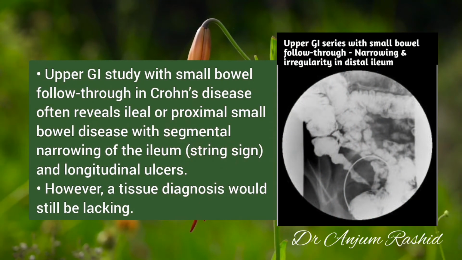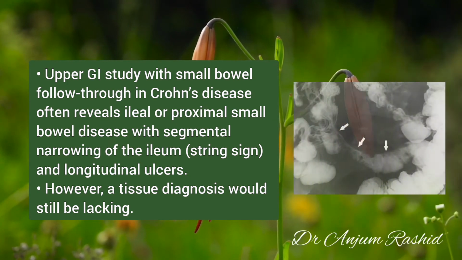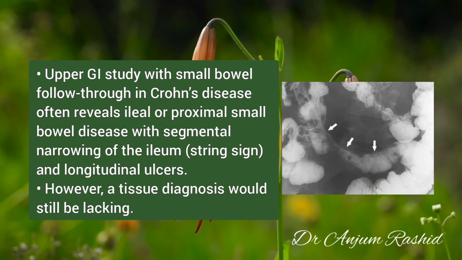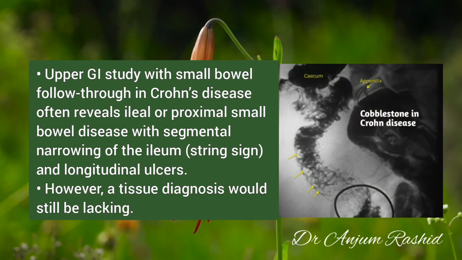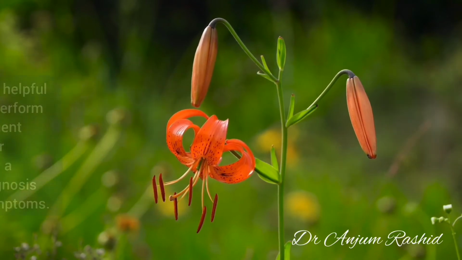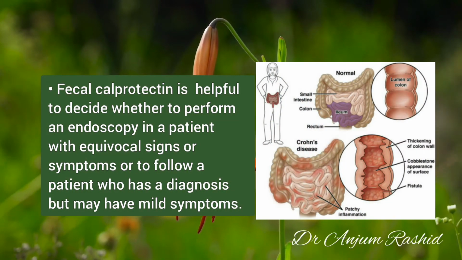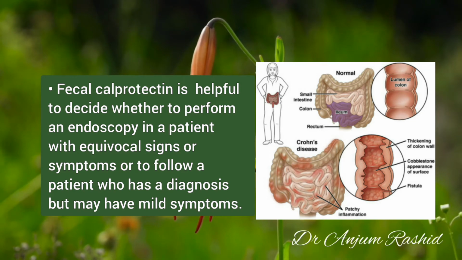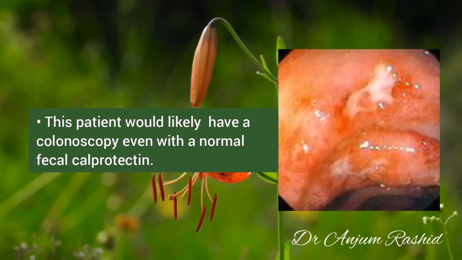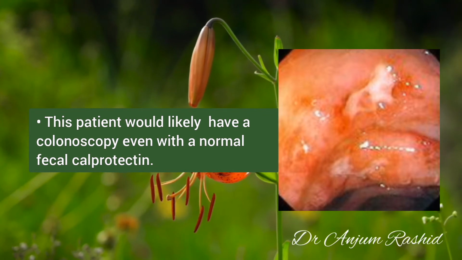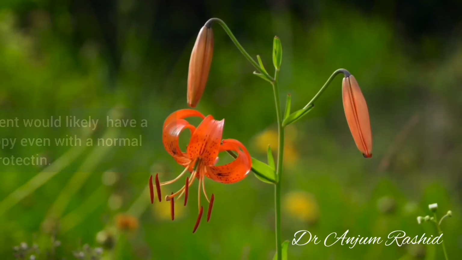Upper GI study with small bowel follow-through in Crohn's disease often reveal ileal or proximal small bowel disease with segmental narrowing of the ileum, that is string sign, and longitudinal ulcers. However, a tissue diagnosis would still be lacking. Fecal calprotectin is helpful to decide whether to perform an endoscopy in a patient with equivocal signs or symptoms, or to follow a patient who has a diagnosis but may have mild symptoms. Now, this patient would likely have a colonoscopy even with a normal fecal calprotectin.